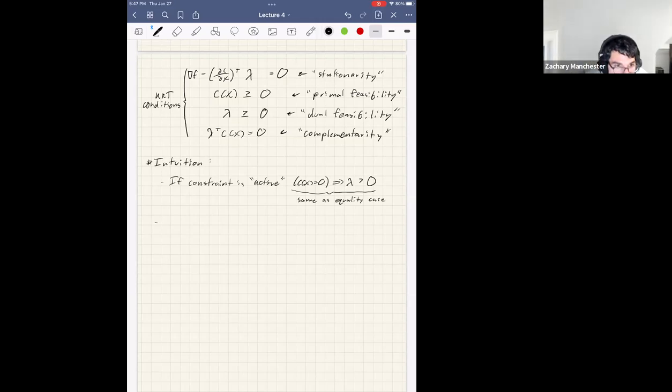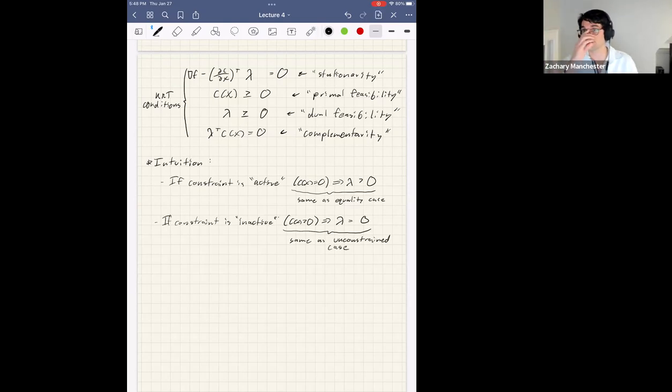Then if I have the constraint inactive, so this would be C of x strictly positive, so I'm not on the constraint surface, then lambda has to equal 0. I'm not allowed to have anything in here. And this is making it the same as the unconstrained case. Does that make sense on that last question?